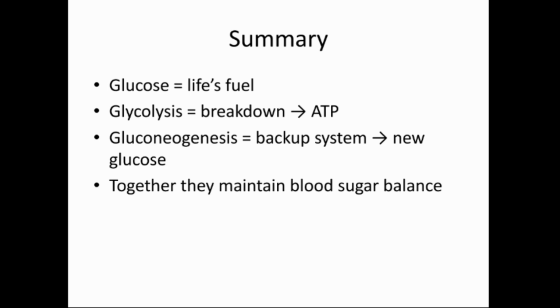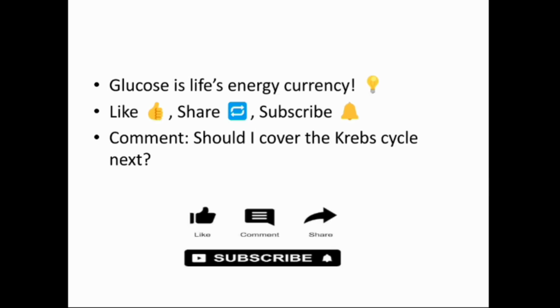Here is the brief summary of the whole discussion. Glucose is a fuel which runs life. Glycolysis is basically the breakdown of glucose to form ATP, which is the energy currency. Gluconeogenesis is the backup system which forms the new glucose. Together, they maintain the blood sugar level. So now we are able to know that glucose is life's energy currency.